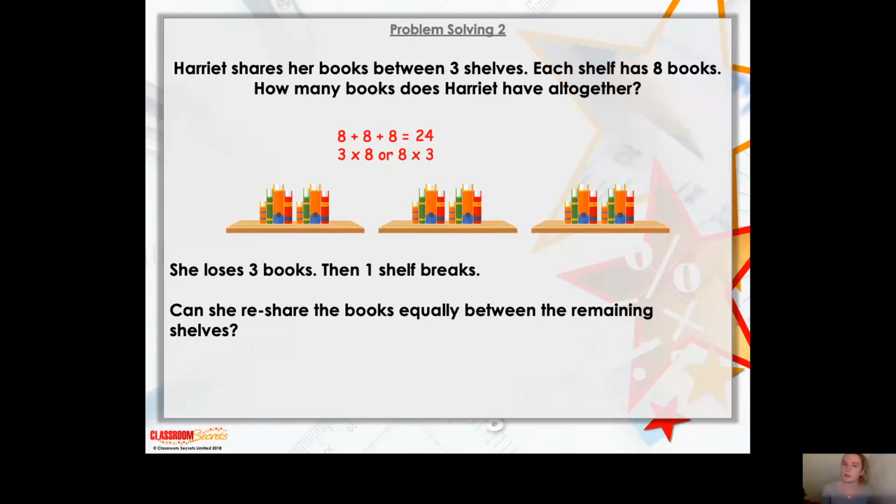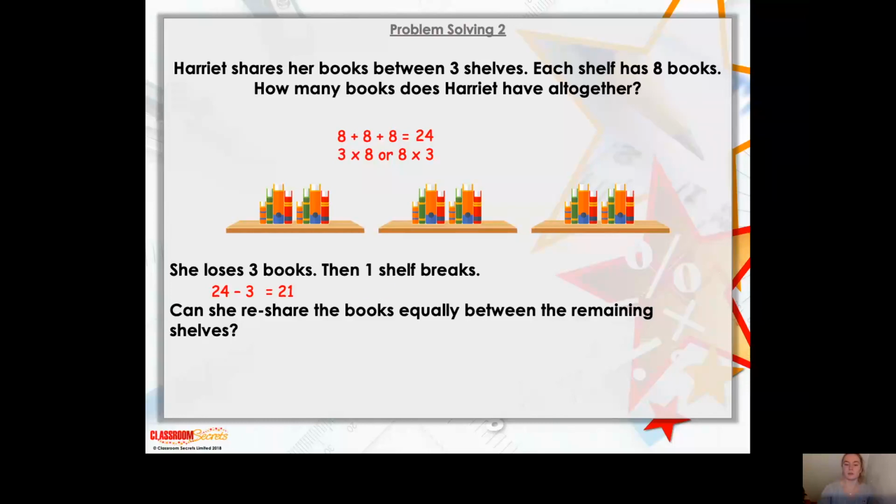So if she starts with 24 books and she loses 3 books, what are we going to have to do now? Yes, brilliant. We're going to have to do a subtraction. We're going to have to do 24 subtract 3 to find out how many books she'll have left. Does anybody know the answer? Yes, 21. She has 21 books left. Now, something else bad happens. Then 1 shelf breaks. So she started with 3 shelves and now 1 shelf breaks. So we need to do a subtraction again.